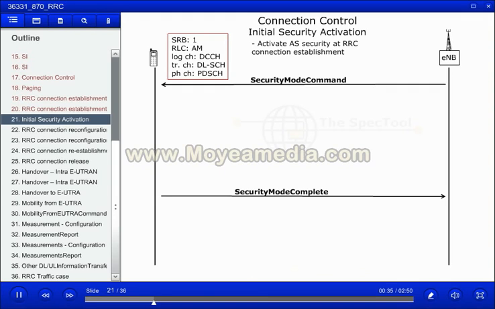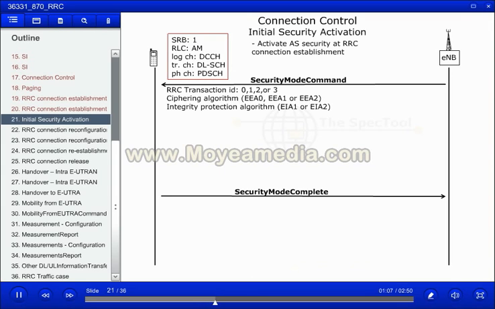RLC acknowledge mode is used, and the logical channel is the dedicated control channel. The transport channel used is the downlink shared channel, and the physical channel is the physical downlink shared channel. The message includes an RRC transaction identity together with information about which ciphering or encryption and integrity algorithms to use.